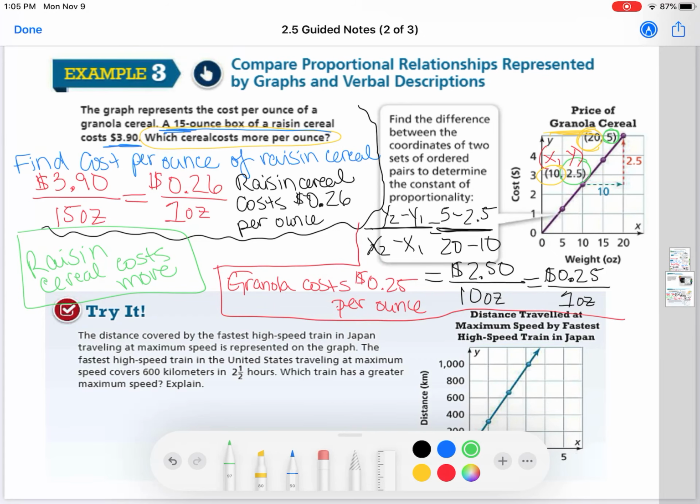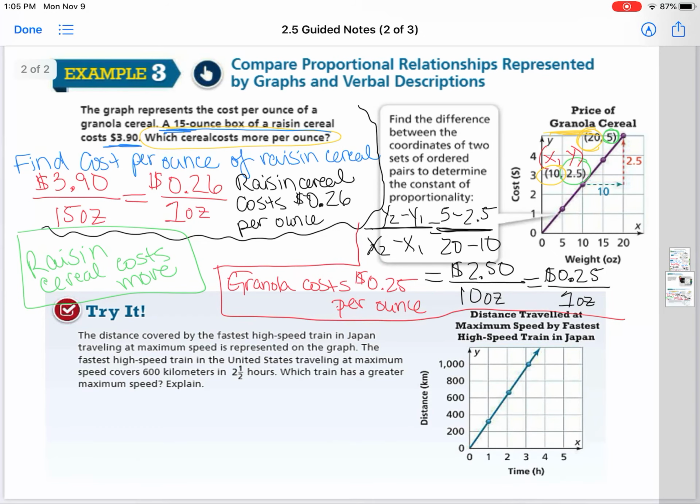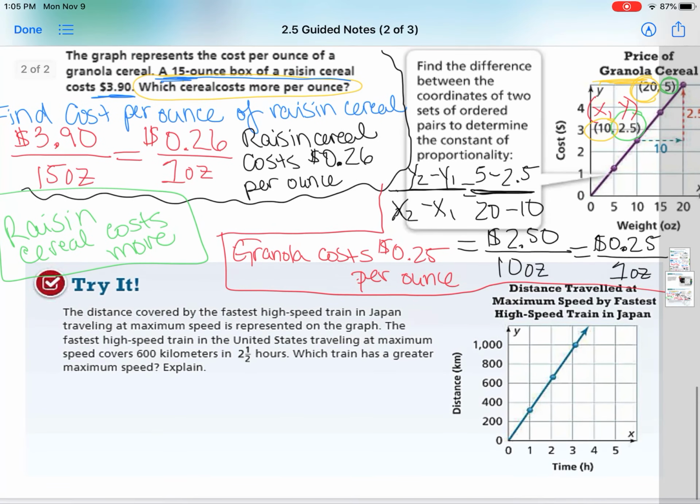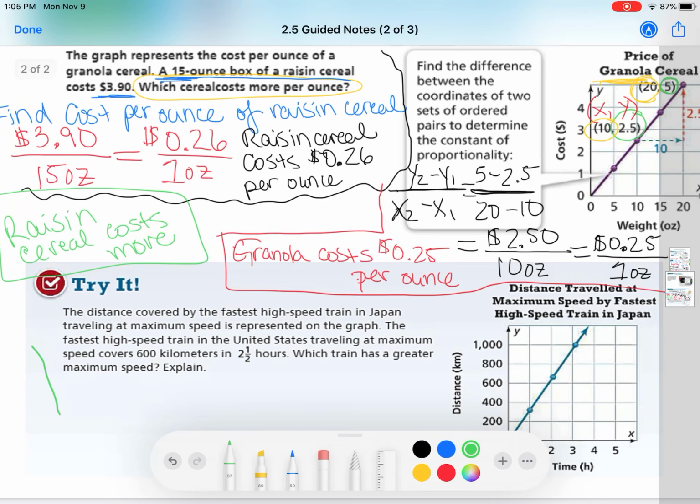Okay, let me see if it will let me zoom in a little bit to do that last try it one with you. Let me see if it will let me. It kind of gets in the way, but that's okay. Let me undo that. Okay, so this last one, the distance covered by the fastest high-speed train in Japan, traveling at max speed, is represented on the graph. So the graph is talking about the train speed in Japan, specifically Japan.